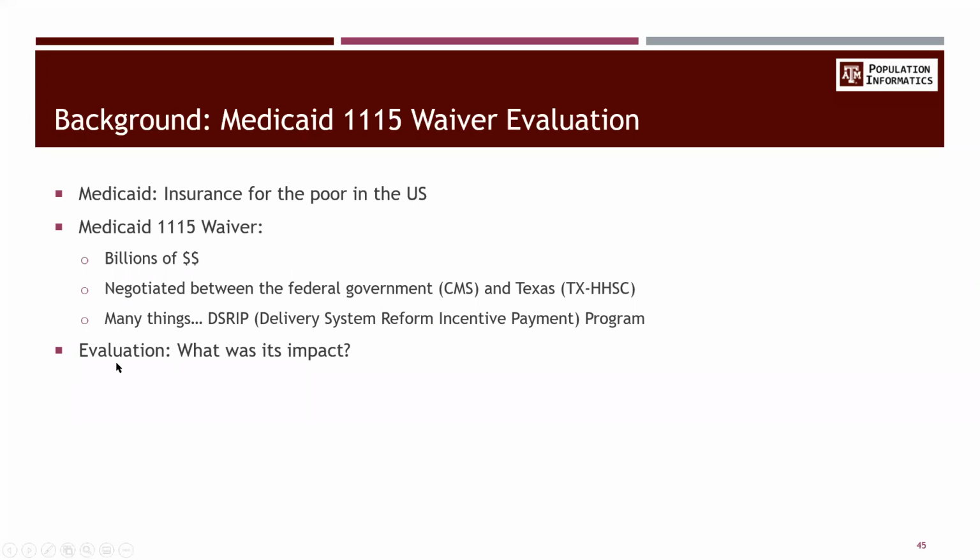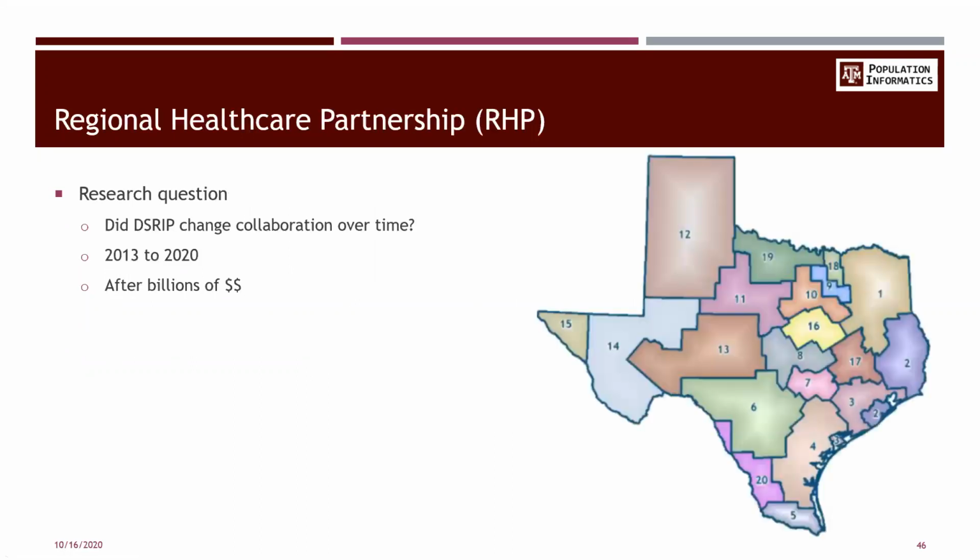And the question is really pretty simple. What was the impact of the DSRIP program and all the investments we made, right? Just like you had to understand cirrhosis, the thing that you have to understand about DSRIP is how DSRIP works, right?